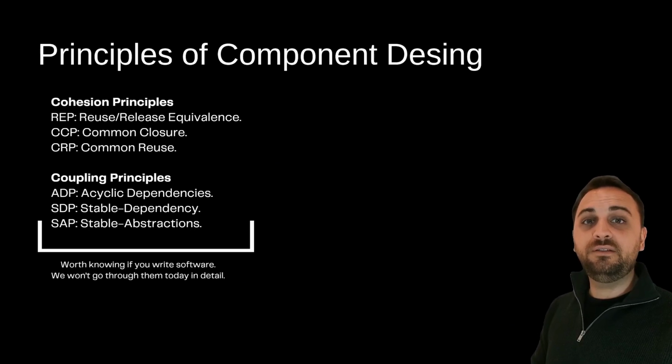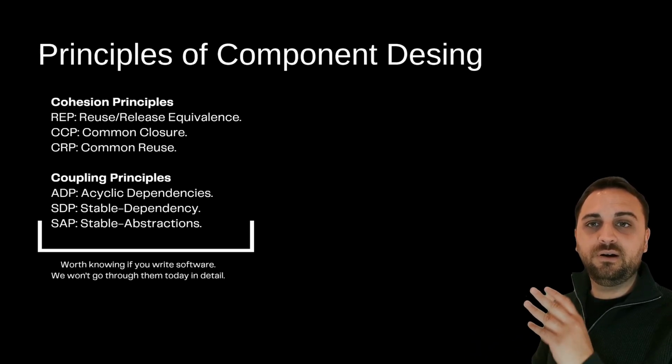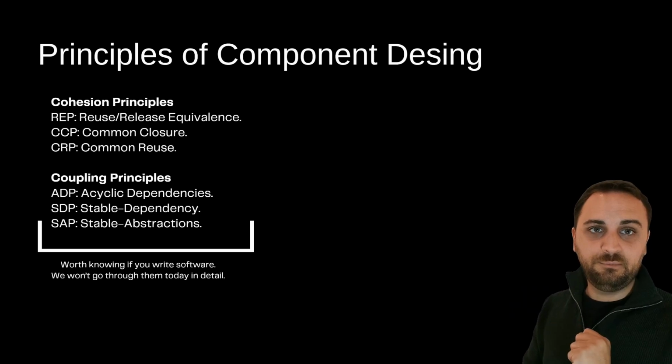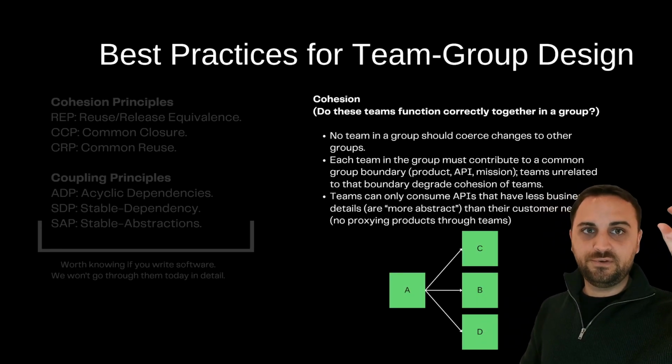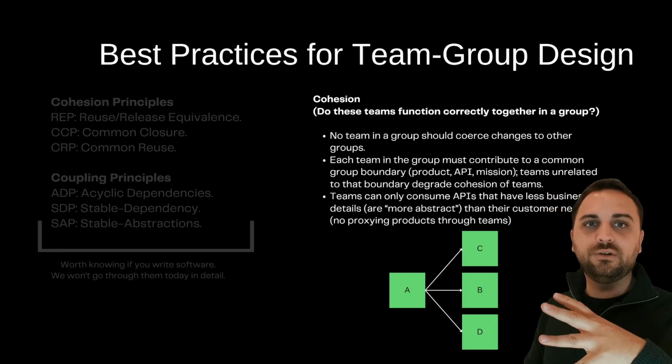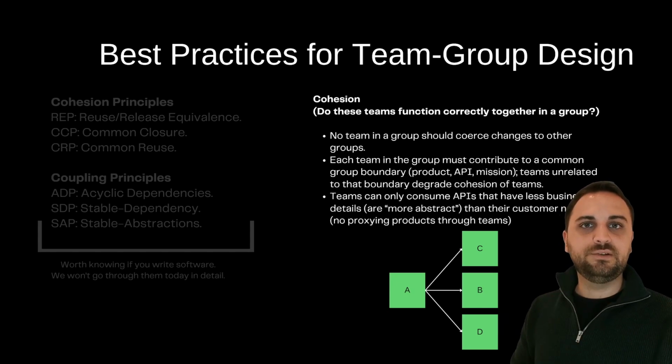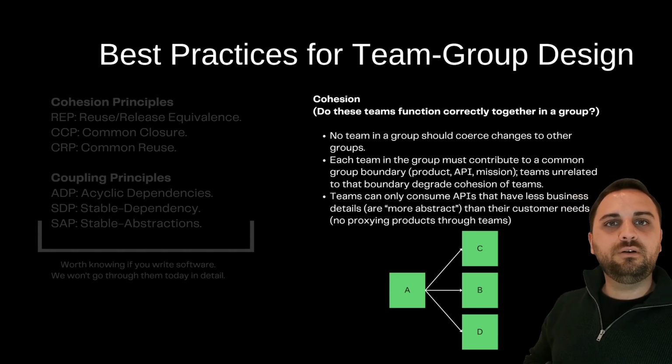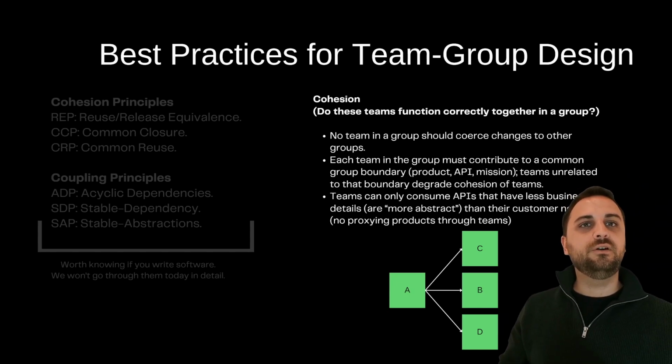Principles of component design, there they are. I won't tell you what they are, but there are fantastic books in software architecture if you want to go find out about them. Let's think about that through that reverse Conway lens, right? So cohesion. So there's principles of cohesion and principles of coupling. So cohesion is things that belong together. Do these function together in a group correctly?